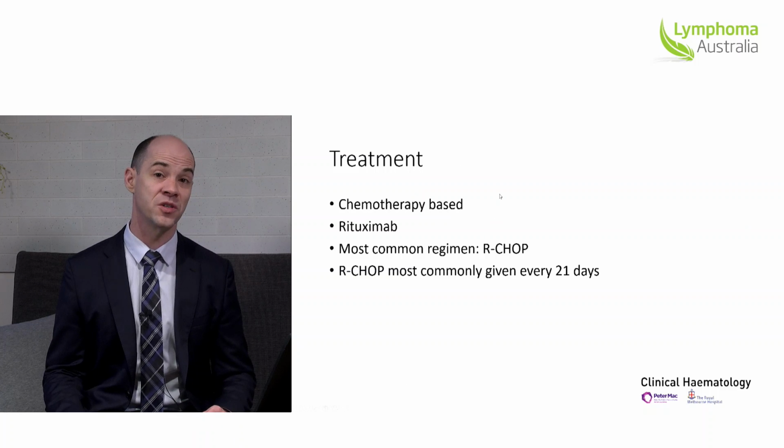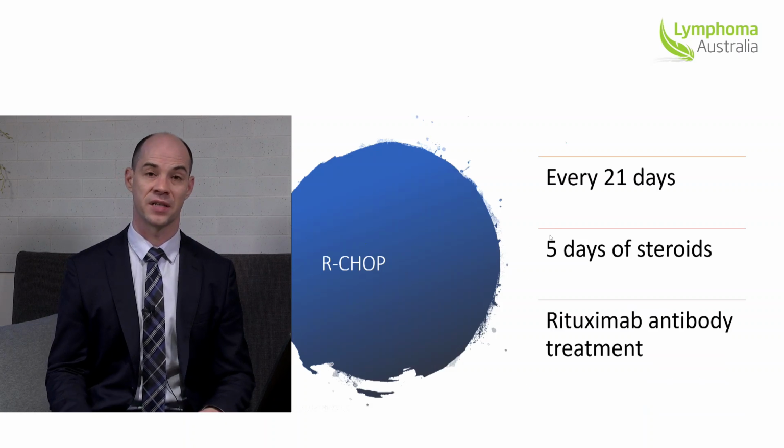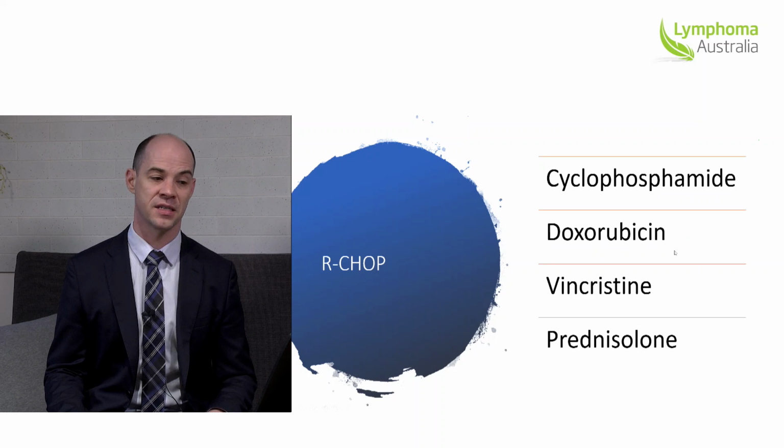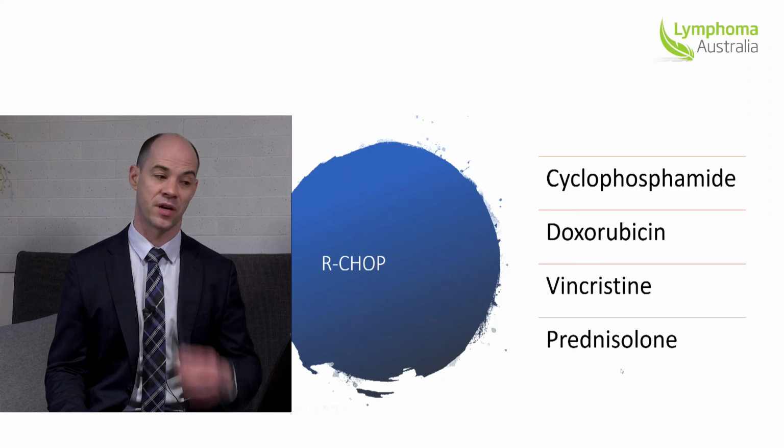Now, the most common regimen that's given is called R-CHOP, which is most commonly given every 21 days. And it's basically all of the intravenous components are given on the first day of treatment, and then you take prednisolone for 5 days. And R-CHOP consists of cyclophosphamide, doxorubicin, vincristine, and prednisolone together with rituximab.